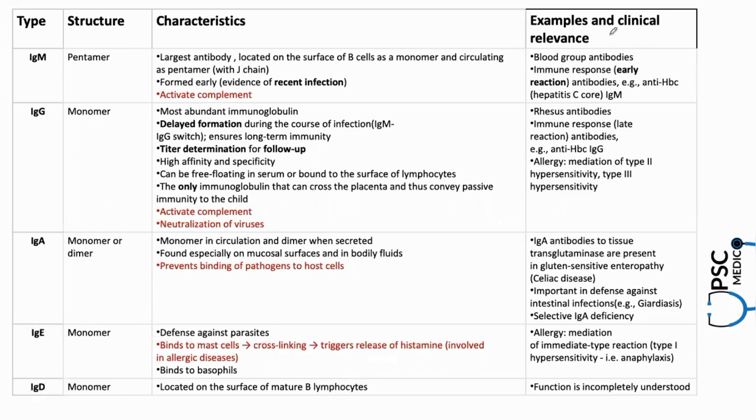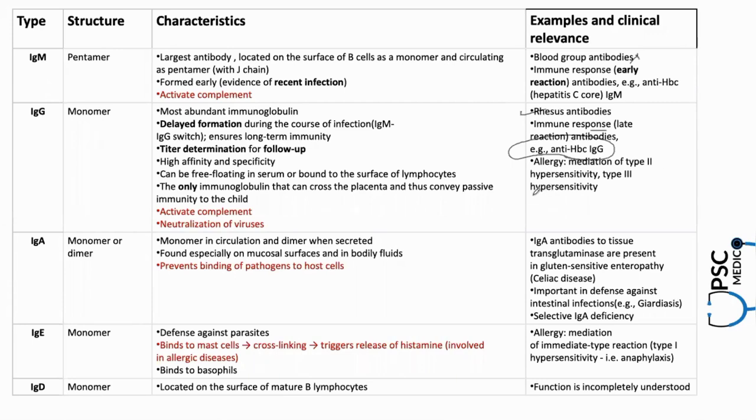Let's quickly look at the clinical relevance of all these immunoglobulins. IgM: whatever blood group antibodies are produced in the body are of IgM type, and it produces an early reaction, as I already discussed. In hepatitis B, if you see anti-HBc IgM, it indicates early infection. Most early infections are because of IgM. Just remember that point. IgG: not blood group, rhesus antibodies are of IgG type. Yes, it produces an immune response, but it's a late reaction, and it indicates only past infection, not active infection.